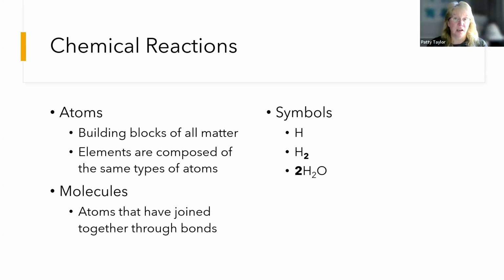Or on the left side as a coefficient, we may be looking at molecules. That tells us there are two water molecules. So we need to be able to interpret these kinds of symbols to understand what's happening when we look at chemical reactions.